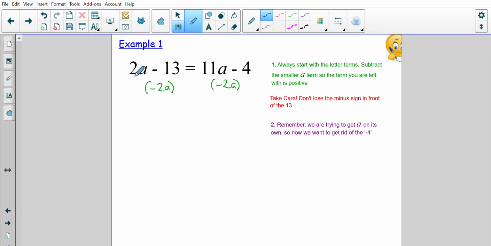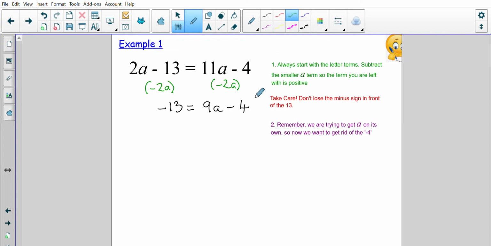Well, subtracting 2a gets rid of the 2a, and so what I'm left with here is minus 13. Now what's really important is we don't lose this minus sign in front of the 13. Remember, this minus belongs to this 13. Subtracting 2a on the right hand side, I can subtract 2a from the 11a, so that gives me 9a. I can't subtract 2a from 4 because they're not like terms, so I get 9a minus 4.